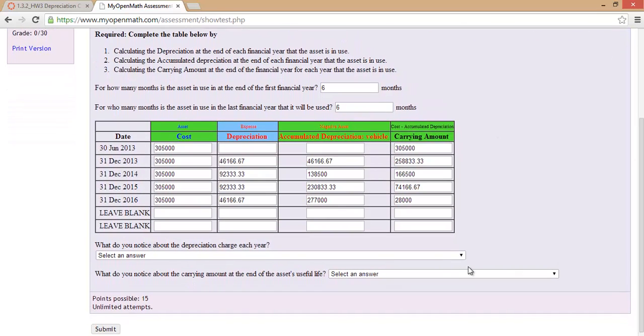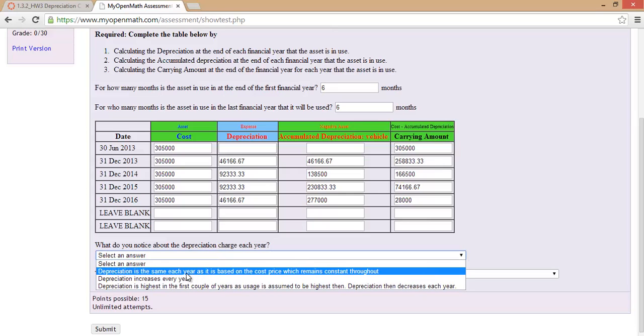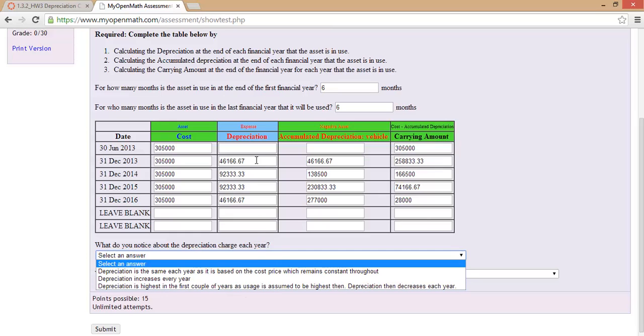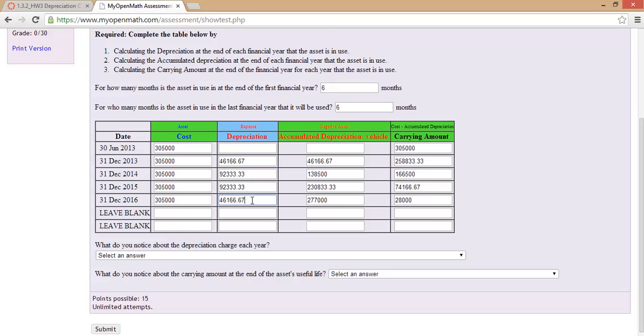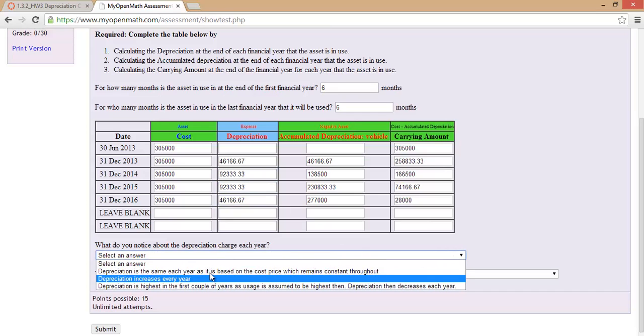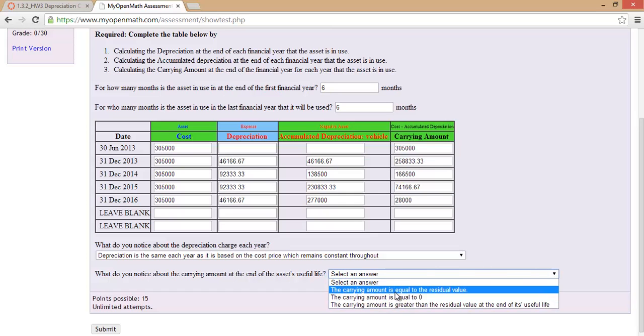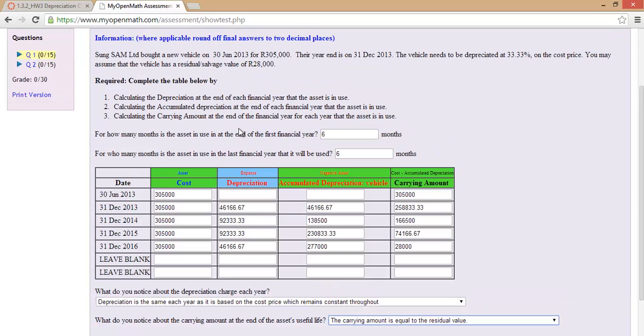Good. So what do you notice about the depreciation charge each year? Well, apart from the first year and the last year, which is not exactly the same because of the number of months that the asset was in use, the depreciation is going to be the same each year, as it is based on the cost price, which remains the same throughout. That's the straight line method. Right, so what do we notice about the carrying amount at the end of the useful life? We saw that that was 28,000 Rand, and that is equal to the residual value which was given in the beginning. Good.